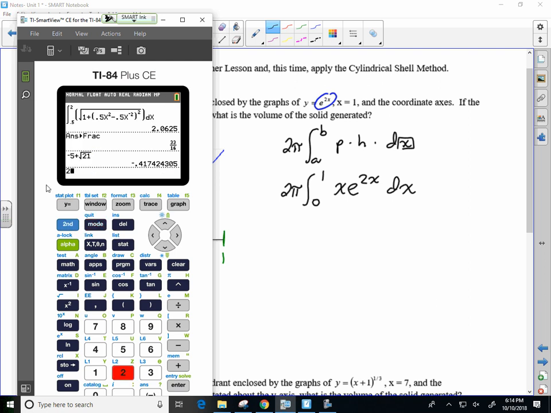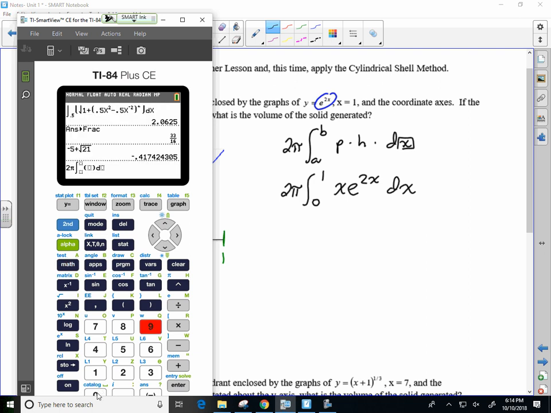2 pi, math 9, on the interval of 0 to 1, x e to the 2x power dx.